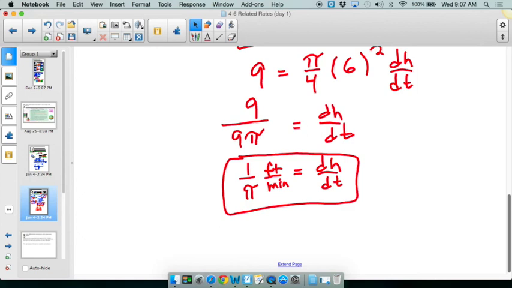Good. 1 divided by pi is 9 divided by 20. Thank you. Instead of just leaving it as pi, I multiplied it all out, because I calculated.